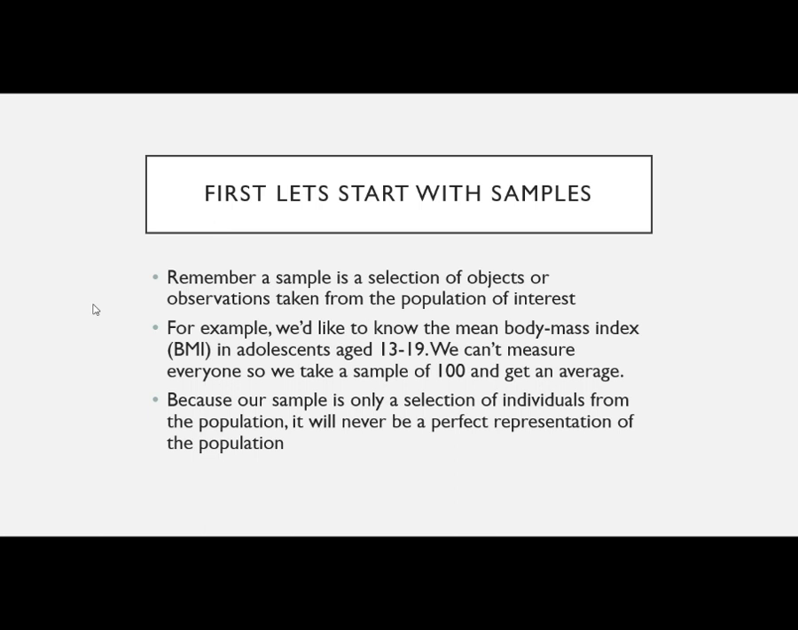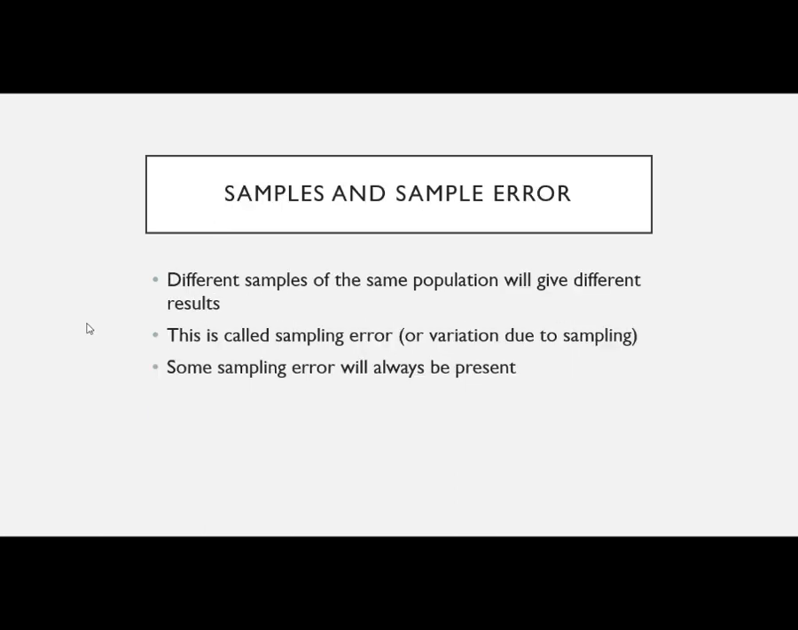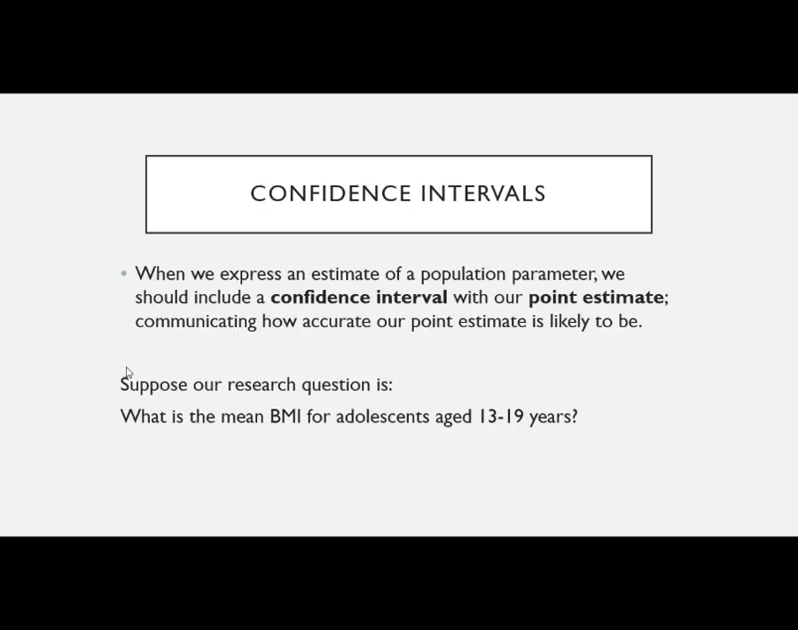Because our sample is only a selection of individuals from the population, it will never be a perfect representation of the population. Different samples of the same population will give different results, and this is called sampling error, or variation due to sampling. Some sampling error will always be present. When we express an estimate of a population parameter, we should include a confidence interval with our point estimate, as communicating how accurate our point estimate is likely to be. So far, we've only been doing point estimates.